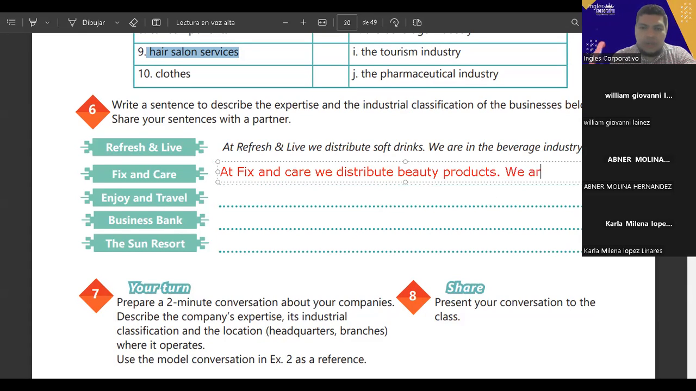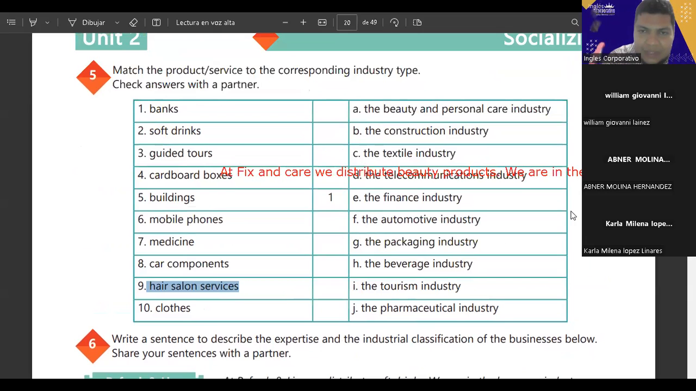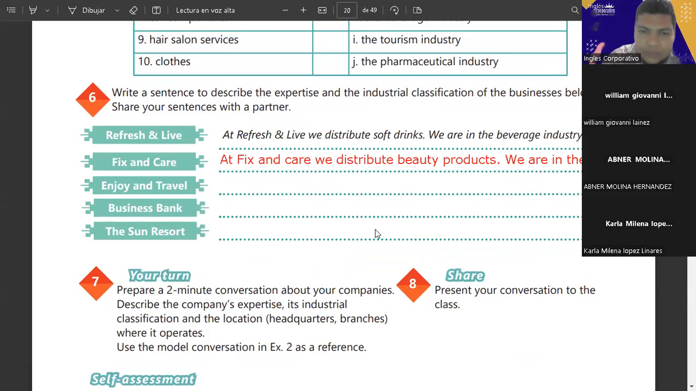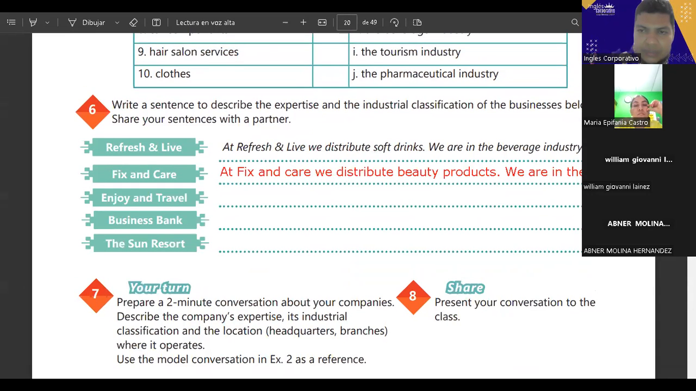We are in the, where? What is the industry? Cosmetología, in the beauty and personal care industry. It says here, beauty industry. Industry. Okay, excellent. So it's this one, Enjoy and Travel.